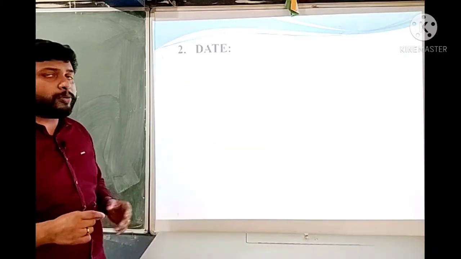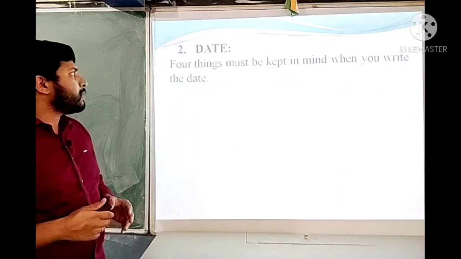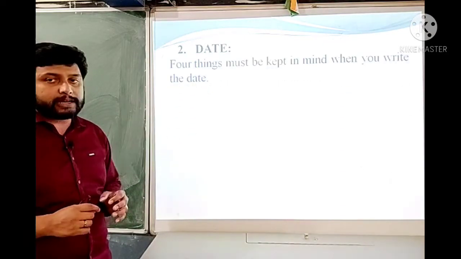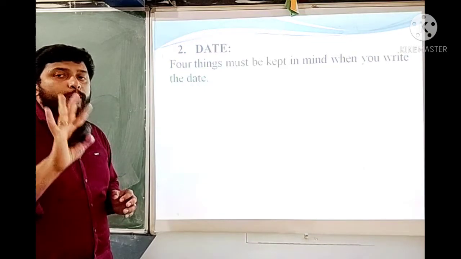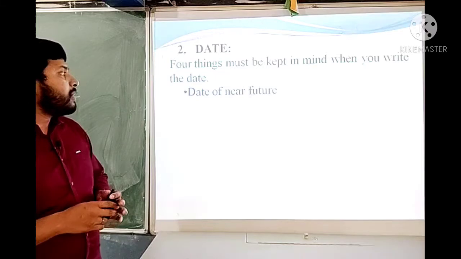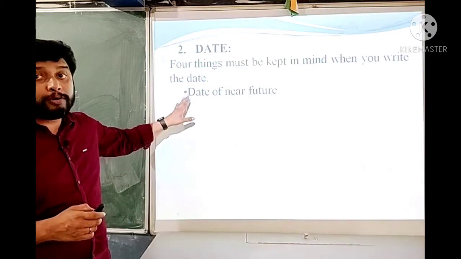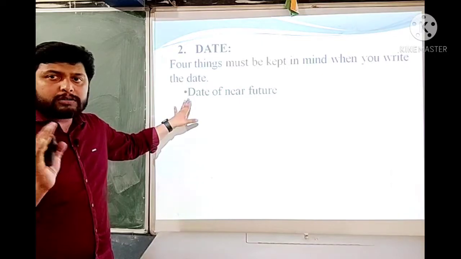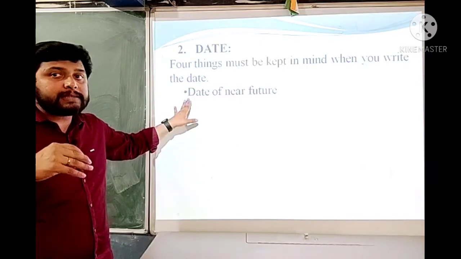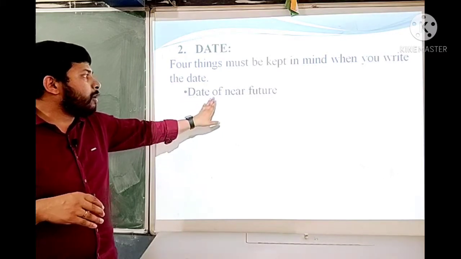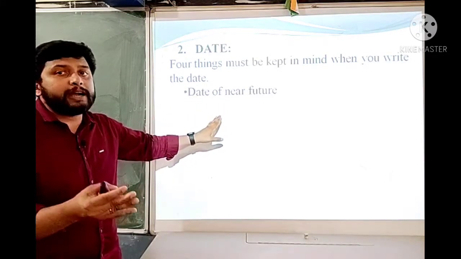Let's move to the second point, that is date. 4 things must be kept in mind when you write the date. What are the 4 different points? First of all, a date of the near future. Suppose you are writing a letter today. You are not supposed to write today's date. Okay? You are asked to write a date of the near future, an upcoming date.